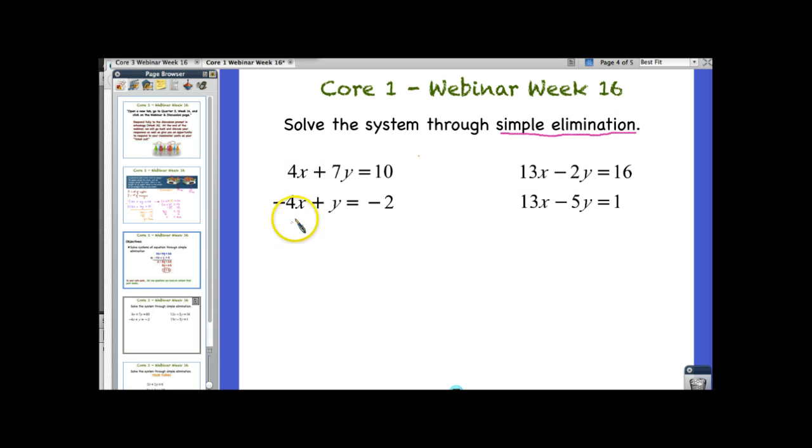So let's look at the first equation. Would you guys add these together or would you subtract them? Okay, so I got one answer. And Janae, what do you think? Do you want to add these together or subtract?